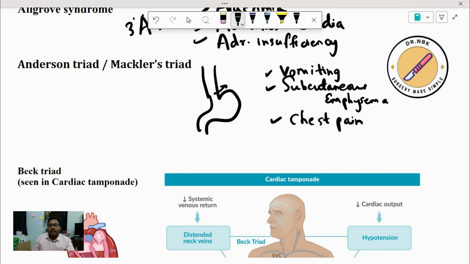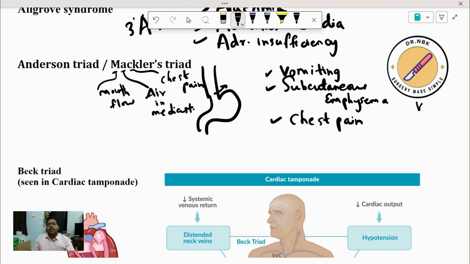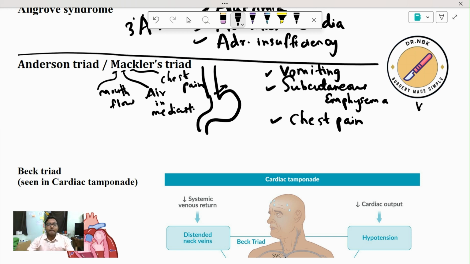All right. So this subcutaneous emphysema can be seen, or you can actually look at X-ray to visualize this. So there will be pneumomediastinum. Okay. So you can remember these components of Mackler's triad easily. So M for mouth flow, nothing but your vomiting. Then A for air in the mediastinum, nothing but your pneumomediastinum. Then C for chest pain, right? So these are the most important three components of your Anderson triad, which is also called Mackler's triad.